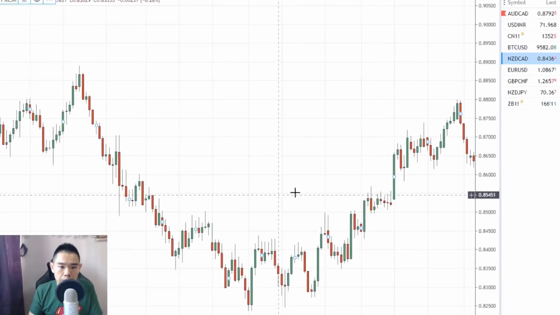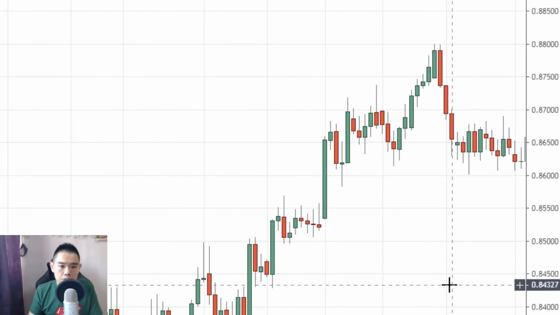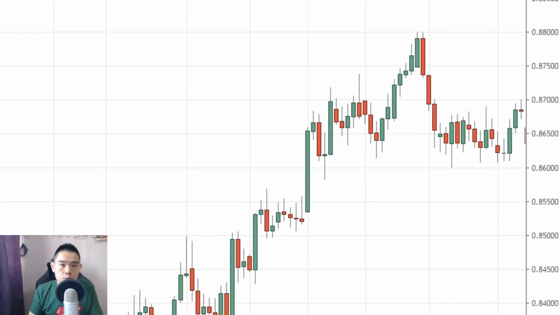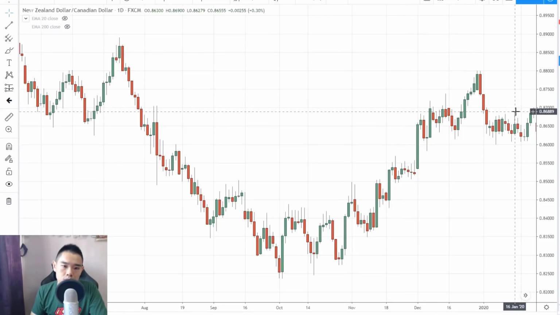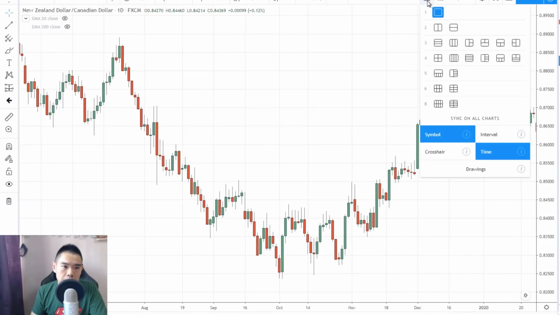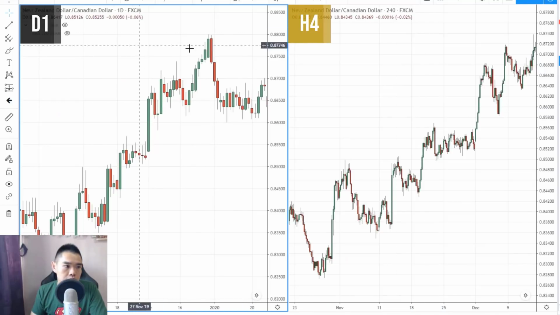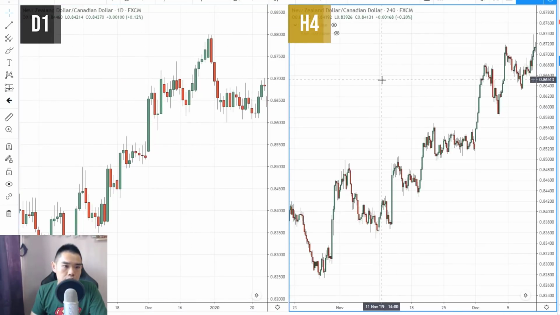Or rather, where did I talk about the build up that was being formed earlier? It was here. Do you agree? New Zealand Canadian, there was this build up that formed over here. Now let's go down to a lower time frame, like the 4-hour time frame, and see whether there are any false break trading opportunities that allow us to short at the highs. So I'm going to split up this chart into two. Okay, this is the daily time frame you saw earlier, and now this is the 4-hour time frame.